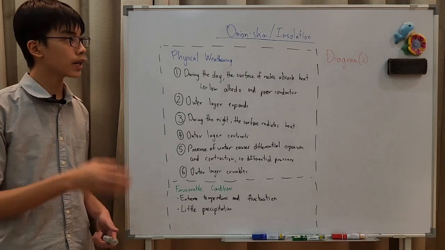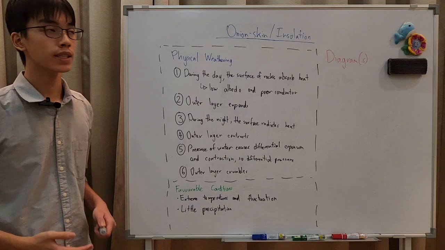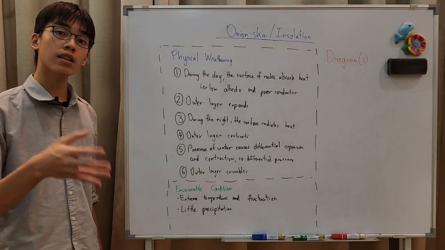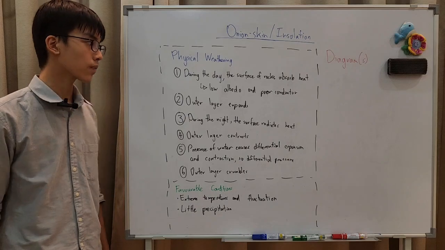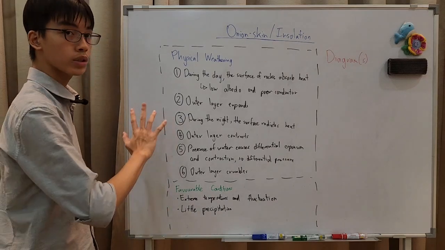Hi everyone, let's talk about onion skin or insulation weathering. So onion skin is a physical weathering process. The reason why it's called insulation weathering is because it requires sunlight, which is also known as insolation. So here are the steps laid out, 1, 2, 3, 4, 5, 6, and we can always reflect this on a diagram.